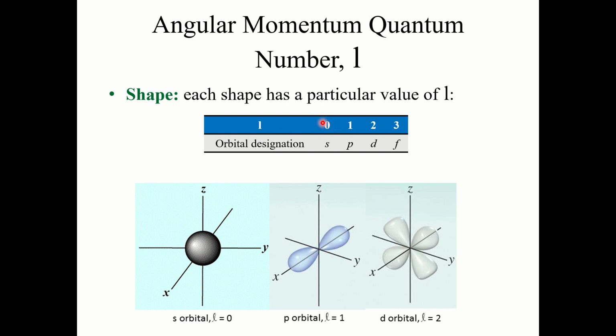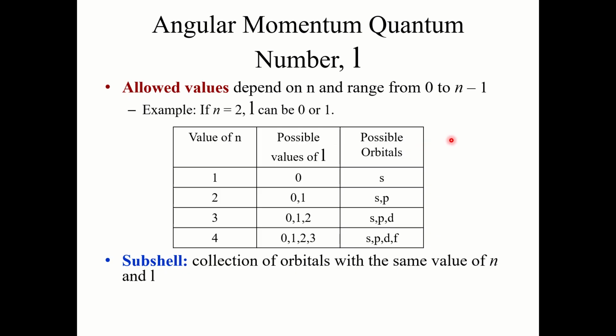L equals 0 corresponds to an s orbital. L equals 1 corresponds to a p orbital. L equals 2 corresponds to a d orbital, and L equals 3 corresponds to an f orbital. And so we're going to learn a little more about these orbitals here.